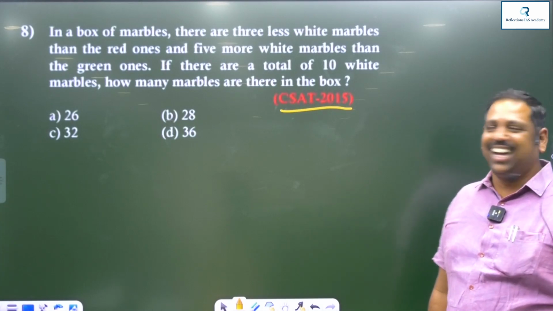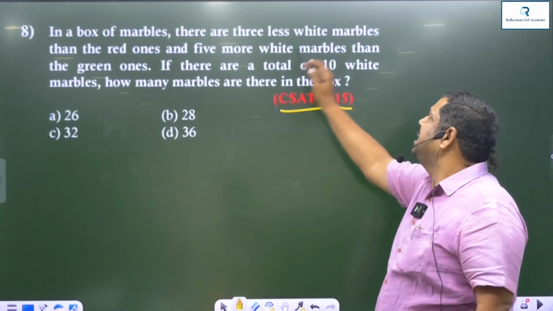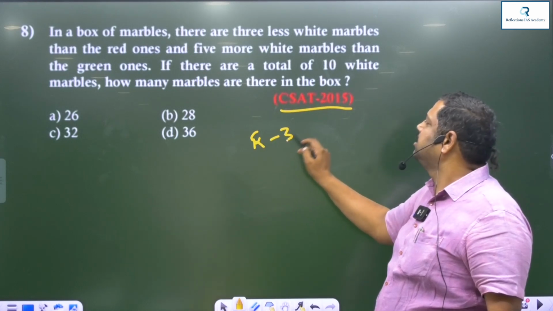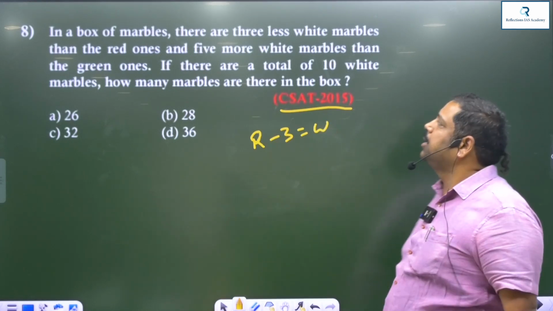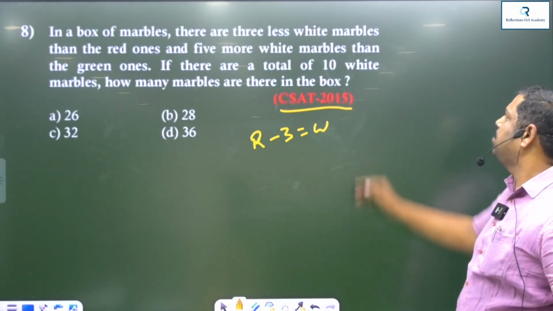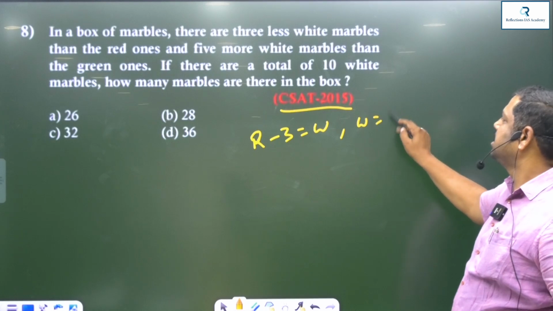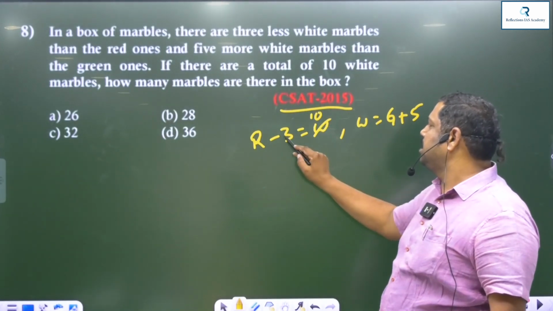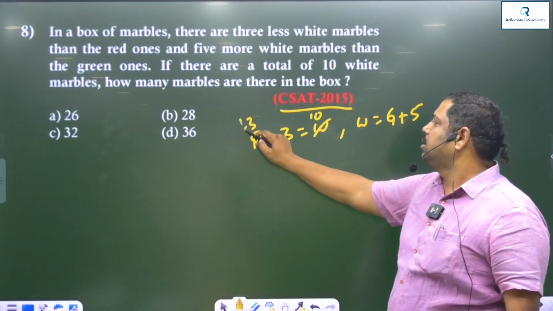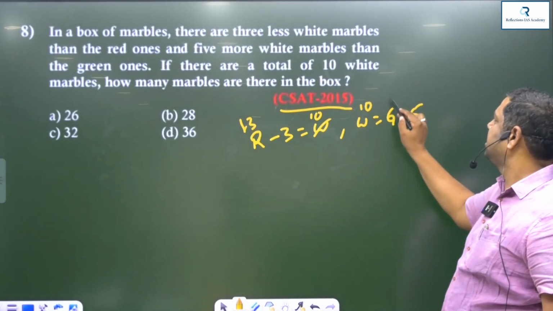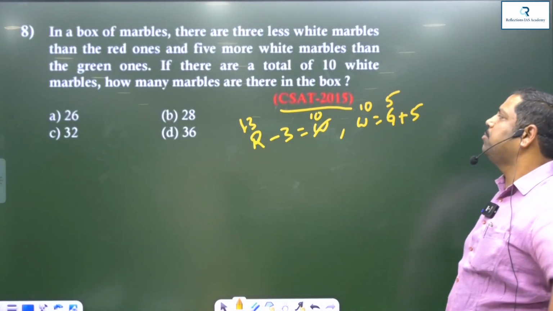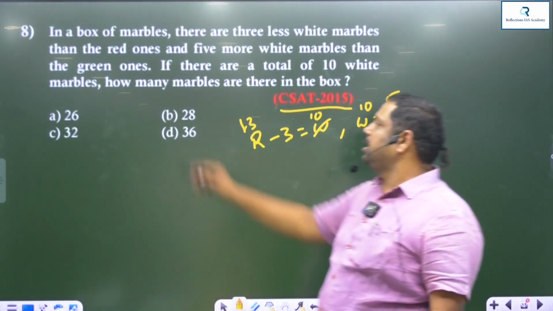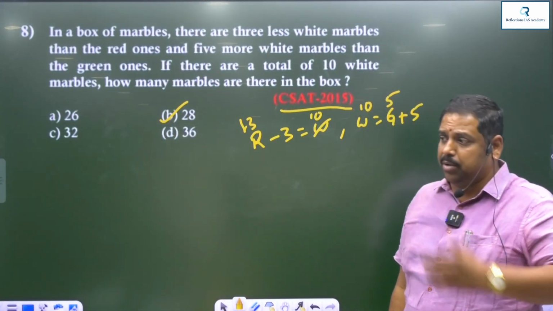Yes or no? Right. So in a box of marbles, there are 3 less white marbles than the red marbles. Okay. So when compared to red, the white are 3 less. Yes, am I right? Okay, next one. And 5 more white marbles than green ones. Okay, white marbles are green plus 5. Right. And if there are 10 white marbles, white are 10. So that means that move the minus to this side, red are how much here? 13. White is 10. Move the 5 this side, green is how much here? 5. He is asking the total number of marbles in the box. 13 plus 10, 23 plus 5. How much is it here? 28. Maybe the toughest question ever in CSAT history.